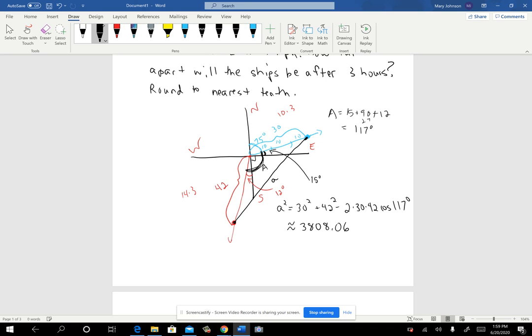I'll keep it to the nearest hundredth for now. All right, and then I need to do the square root of that, and I actually kept all the extra decimals on my calculator screen. I did the square root of that answer, and I wound up with A being about 61.709, etc. It said round to the nearest tenth, so I'll round it to 61.7. And then this was miles per hour, so that should be 61.7 miles. Okay, so that's how far apart those two ships would be.